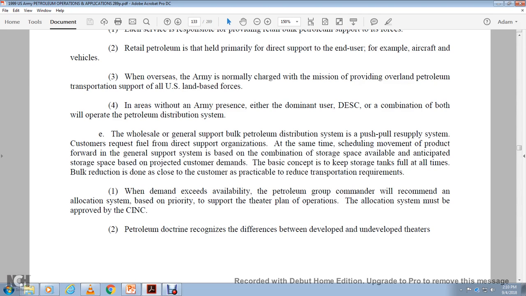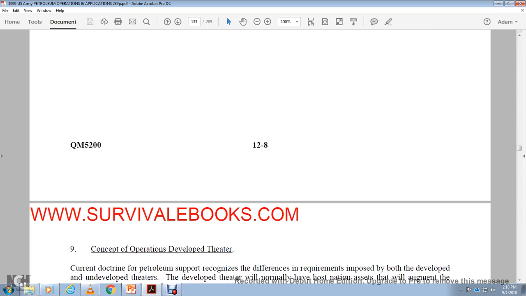Bulk reduction is also done as close to the customer as practicable to reduce the transportation requirements. When demand exceeds the availability of petroleum, the commander recommends an allocation system based on priority to support the theater of operation. The allocation system must be approved by the unified command. The petroleum doctrine recognizes the difference between developed and undeveloped theaters.